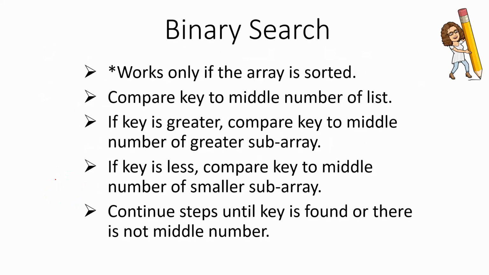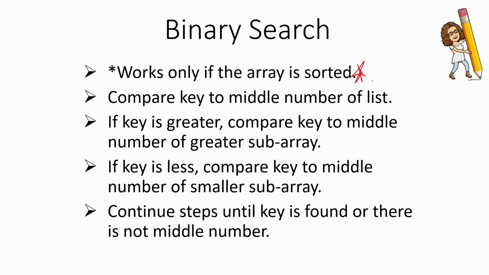The other kind of search pattern that exists is called a binary search. Now, binary searches only work if your array is sorted. So that is something to note, highlight in your notes. We can only do this if our array is sorted. What we're going to first do is compare the key, the thing we're looking for, to the middle number of the list. If the key is greater, we're going to compare the key to the middle number of the greater subarray. If less, we're going to compare it to the smaller subarray.